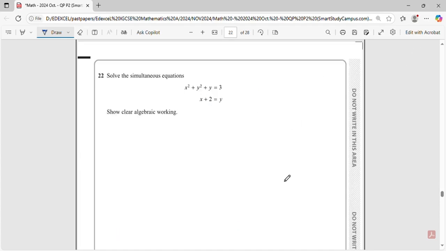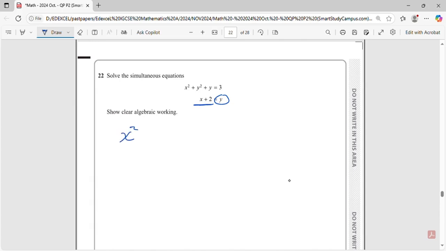Now for question number 22, he asked me to solve simultaneous equations. I have two different equations with different degrees, one from the second and one from the first. I can answer it by elimination, but there is only one method here, substitution. So for each value of y, I will put x plus 2. I will substitute it into the first equation.